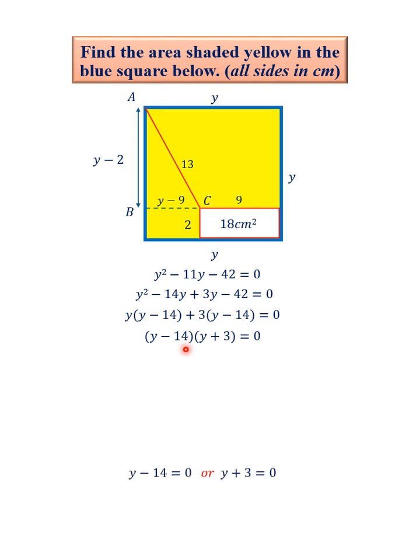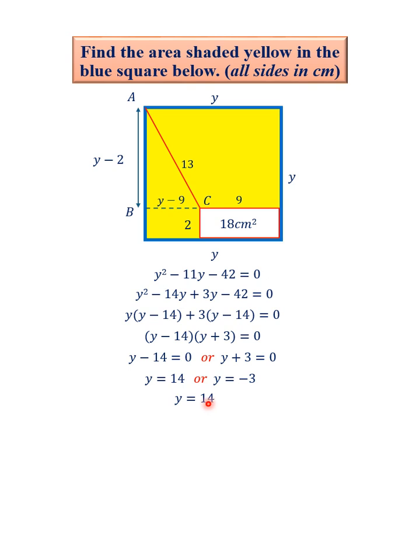This means that either y minus 14 is equal to 0 or y plus 3 is equal to 0. And that means that y is equal to 14 or y is equal to negative 3. Now, looking at this negative 3, if you substitute it here, you have a negative length. If you substitute it here, you have a negative length. And of course, we know that length can never be negative. It therefore means that y equals minus 3 is invalid in this situation, so that our y will be equal to 14. Now we've obtained y.